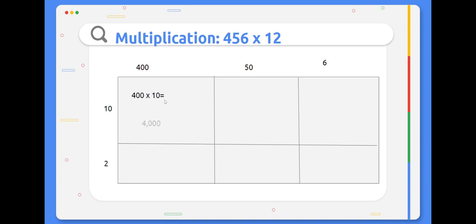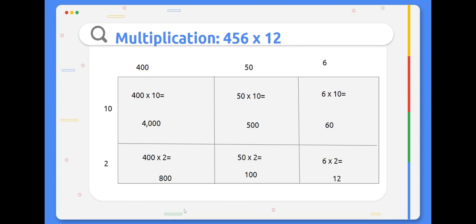400 times 10 is 4,000. 50 times 10 is 500. 6 times 10 is 60. Now we're moving down to the 2. 400 times 2 is 800. 50 times 2 is 100. And 6 times 2 is 12.